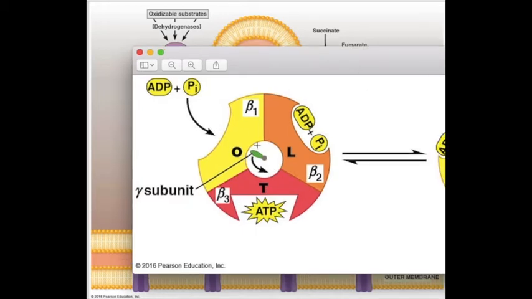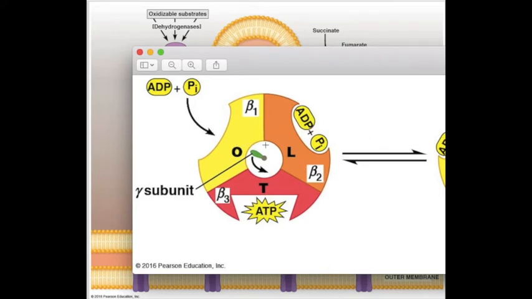They break this up into three conformations of this subunit. What we have here is the open subunit, where we have no ADP or inorganic phosphate bound. Here we have the loose conformation, where we have ADP and inorganic phosphate bound, but not yet squeezed together. And then we have the tight conformation here, and that's where the ATP is actually being formed.